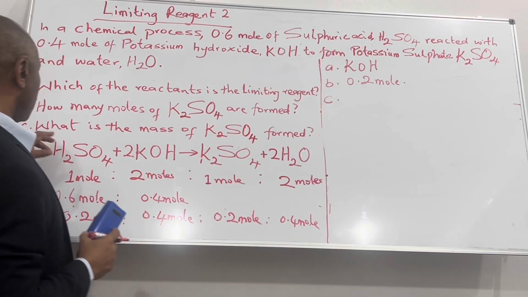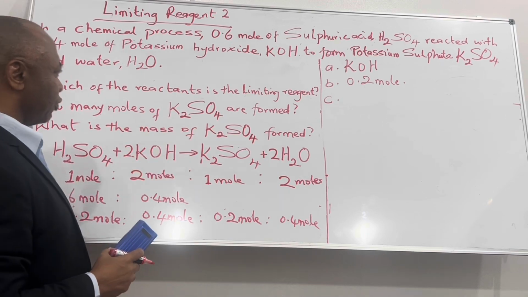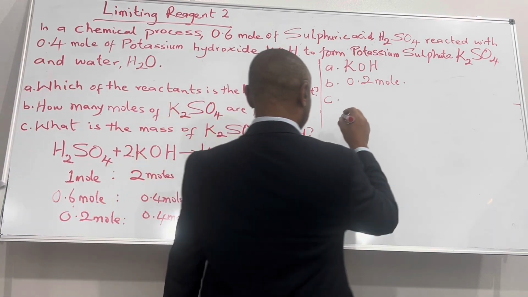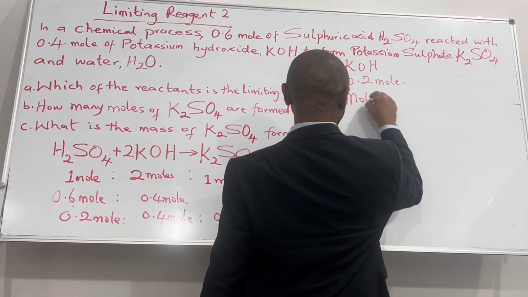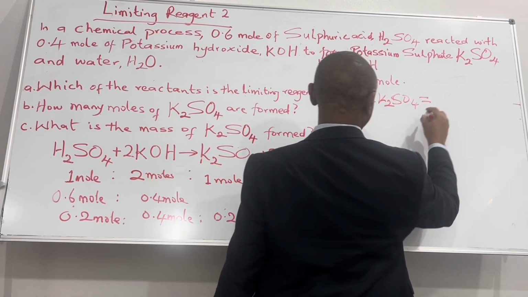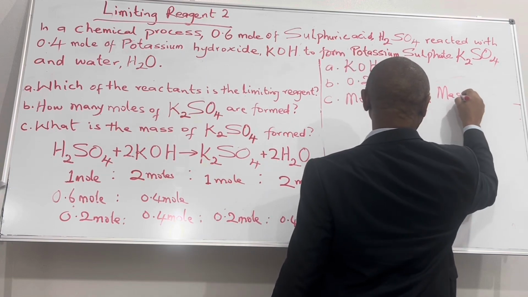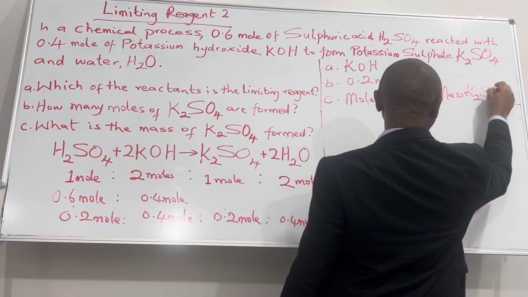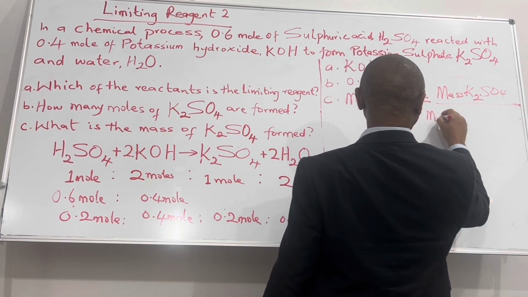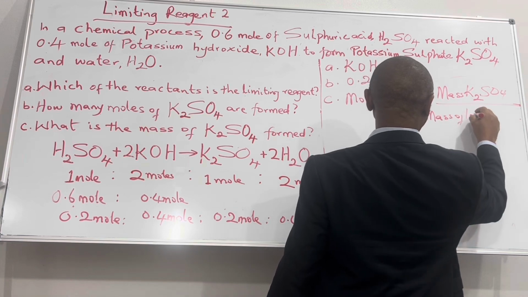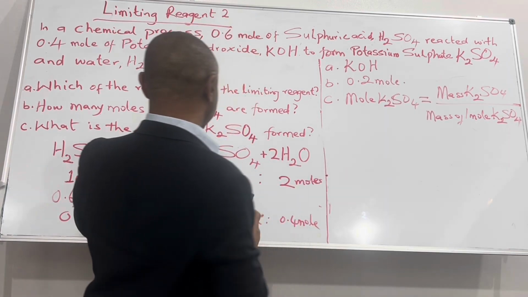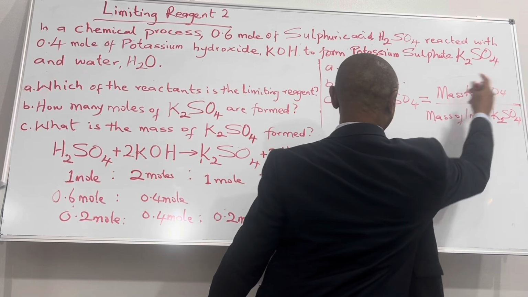Now see, what is the mass of potassium sulfate formed? To solve this problem, we use the formula: mole potassium sulfate is equal to mass potassium sulfate divided by mass of 1 mole potassium sulfate. We are looking for mass of potassium sulfate, so we use mass as the subject of the formula.